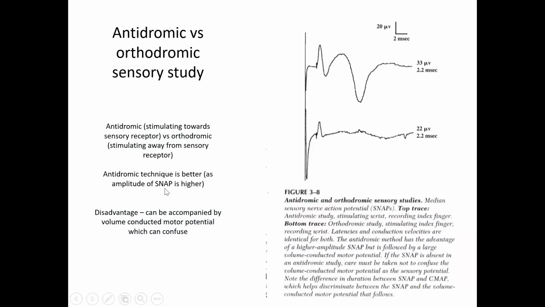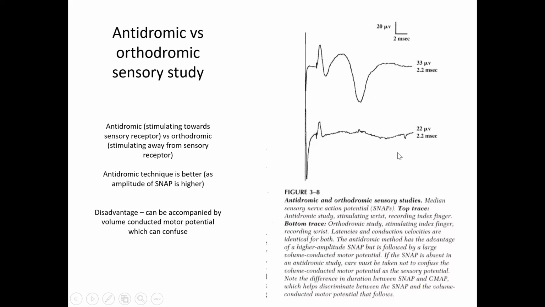With antidromic, the amplitude tends to be slightly higher than orthodromic. But what is the disadvantage? It is accompanied by volume conduction by motor action potentials. Because you are directly stimulating the nerve, the associated motor fibers also get activated, and because of that you can get false positive high amplitude reports. So that is the problem.